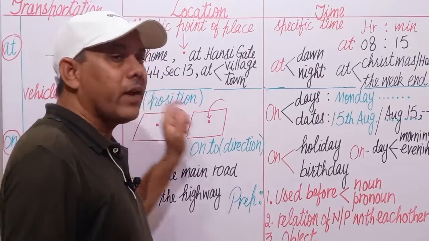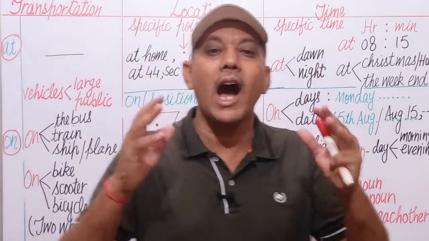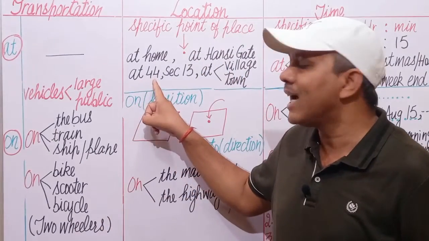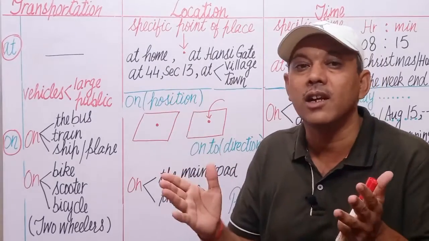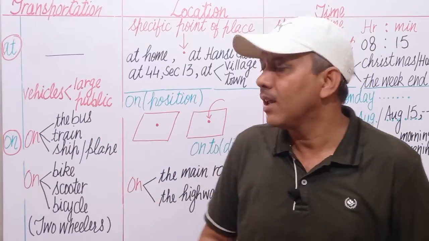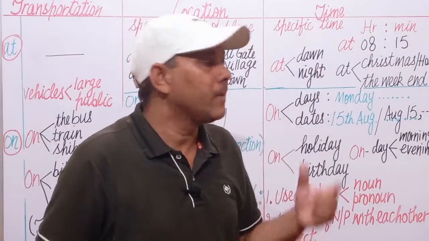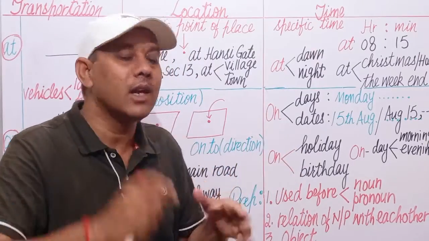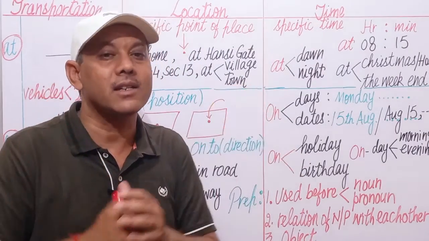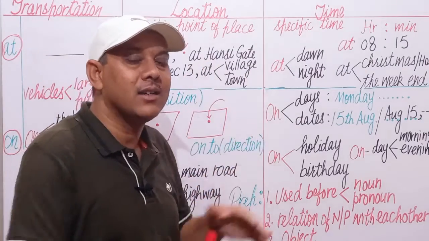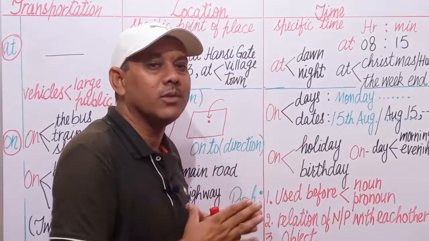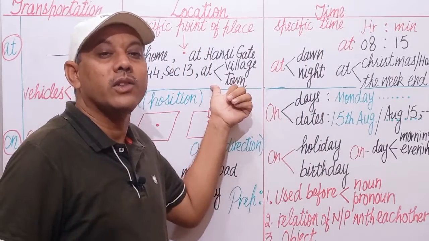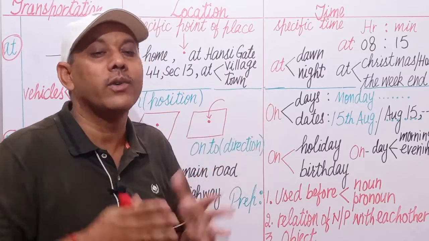Or if an address is given with a house number, with a flat number, for example, I reside at 44 sector 13 and then name of the city. If you want to use a preposition before a name of a village or a small place or a town, then we use at. For example, I live at the name of a village or name of a town. But if it is a big city, then we do not use at. Then we shall use in instead of at.